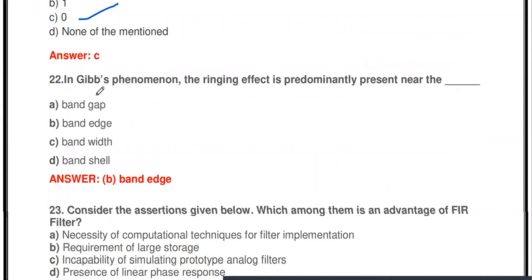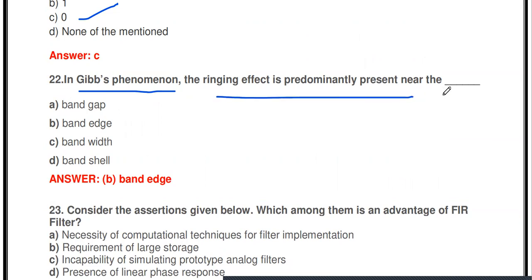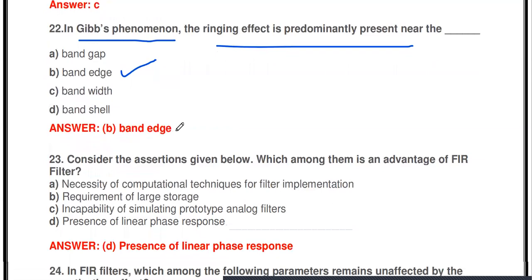Then the next one, in Gibbs phenomenon, the ringing effect is predominantly present near the dash: band gap, bandwidth, band shell, band edge. In Gibbs phenomenon, the ringing effect is predominantly present near the band edge.